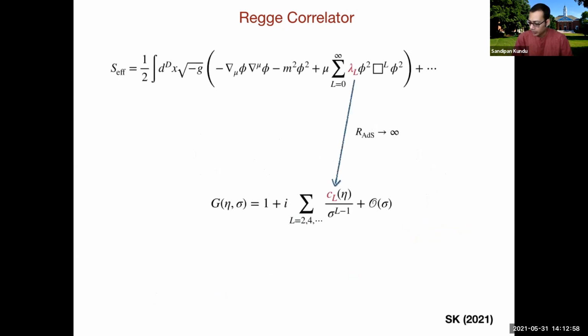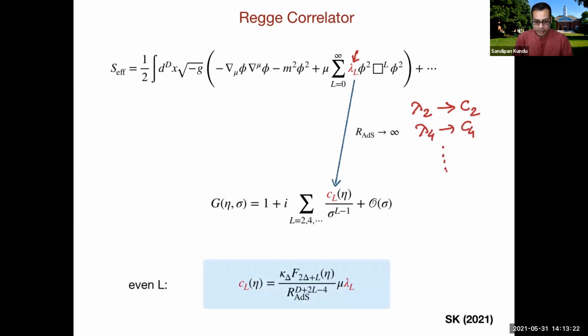Now the goal is to relate these lambda coupling constants and these C_L coefficients. And the relation is actually as shown here. So let's say lambda 2 gives C2, lambda 4 produces C4, and so on and so forth. So basically the relationship is linear. C_L for even L is proportional to lambda_L.